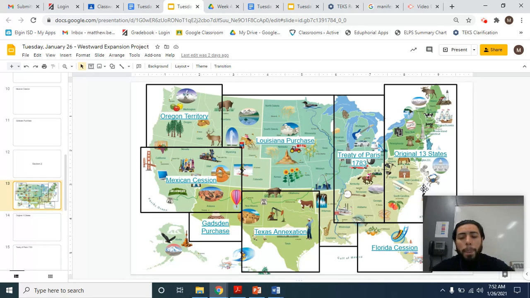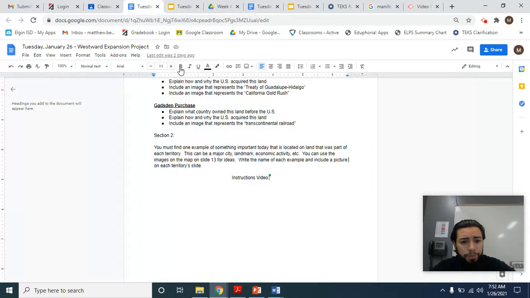Now, what you are doing is finding at least one example of something important today. So not something back then. You don't have to worry about what existed back then, but today, what exists in that land that is important, that is significant in some kind of way. It can be a major city, a landmark, either a physical landmark or a man-made landmark, an economic activity, like some kind of work that people do there, whatever the case. And even beyond that, there are other examples you can use.